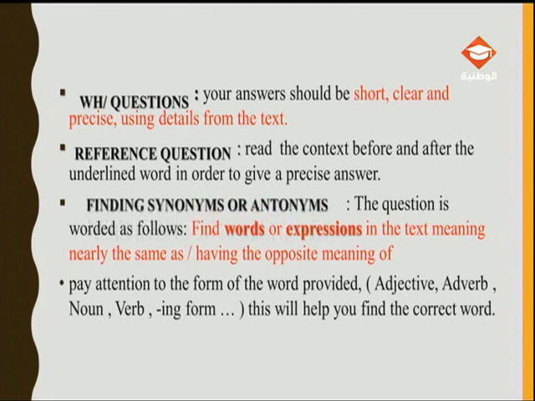Finding synonyms or antonyms. The question is worded as follows: find words or expressions in the text meaning nearly the same as or having the opposite meaning of. First, a synonym is a word which has the same meaning as another word, whereas an antonym is a word that has the opposite meaning of another word. The question says, find words or expressions. So what's the difference between a word and an expression?